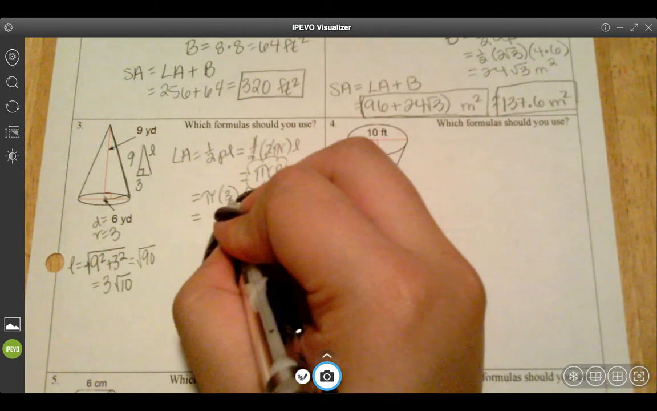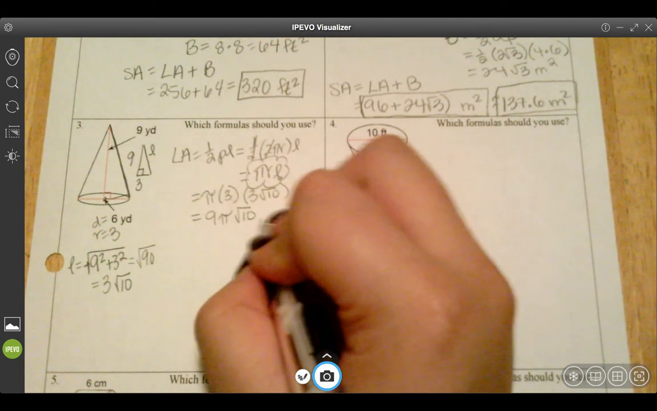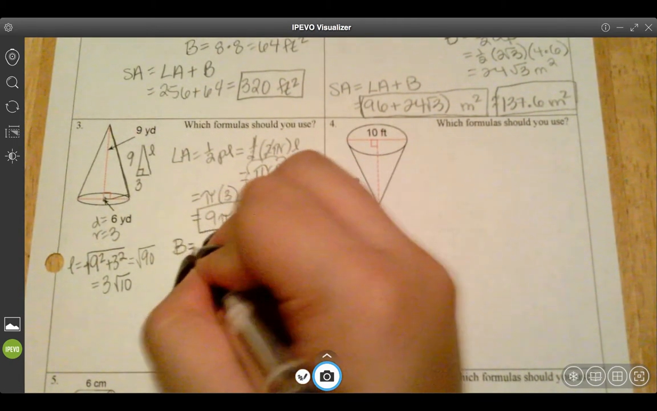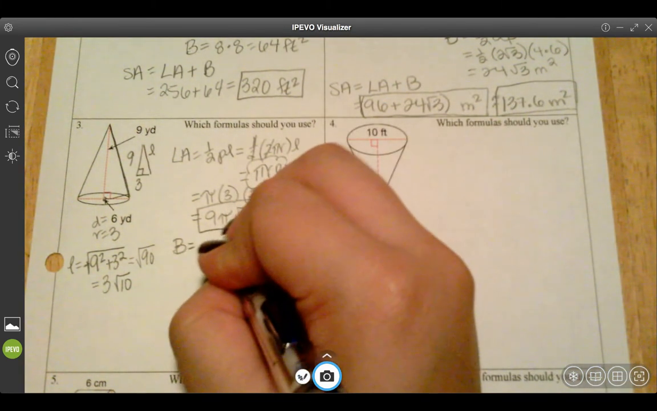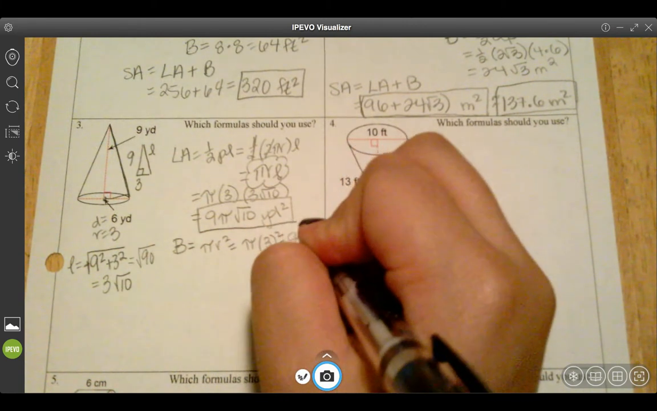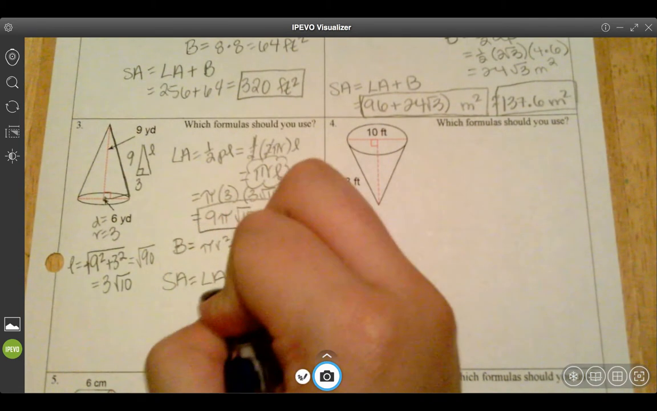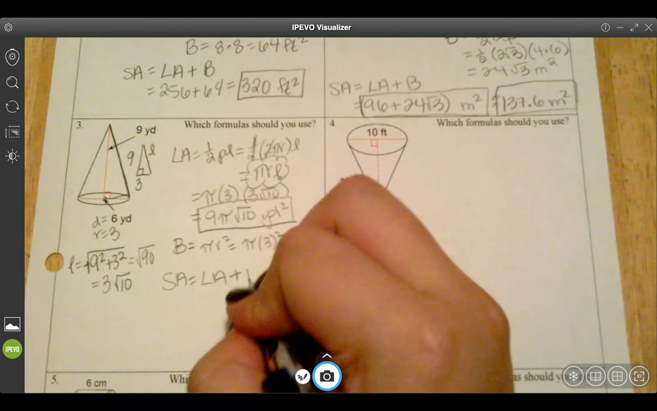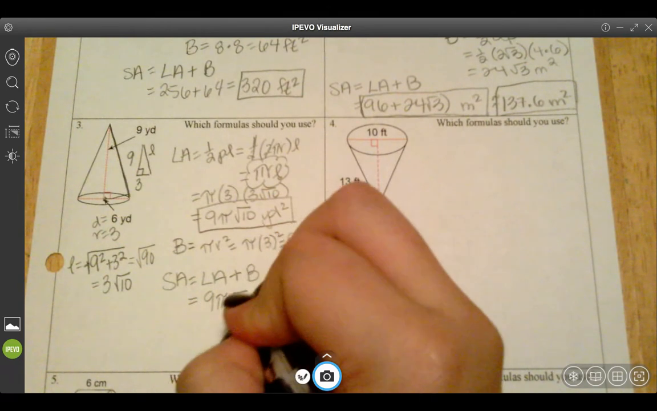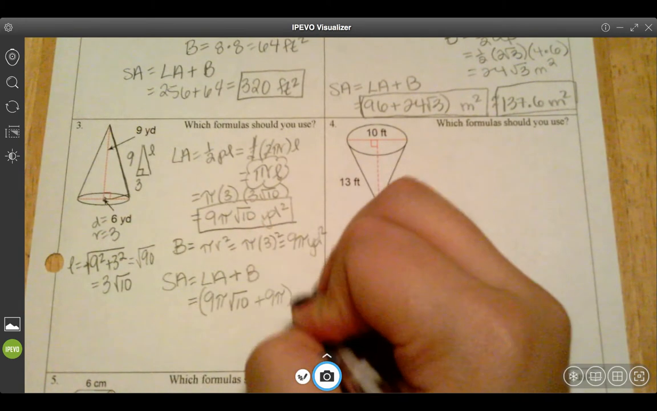And so we get 3 times 3 is 9 pi times the square root of 10. And our units are square yards. Area of the base, again, this is a circle, so that's pi r squared. Our radius was 3, so that's 9 pi square yards. Now we can find the surface area, which is the lateral area plus we have one base. So that is 9 pi times the square root of 10 plus 9 pi square yards.